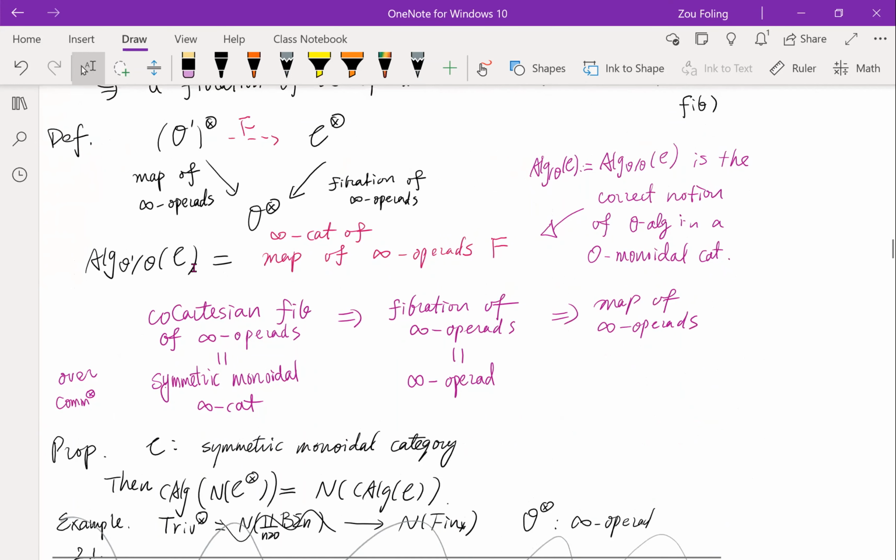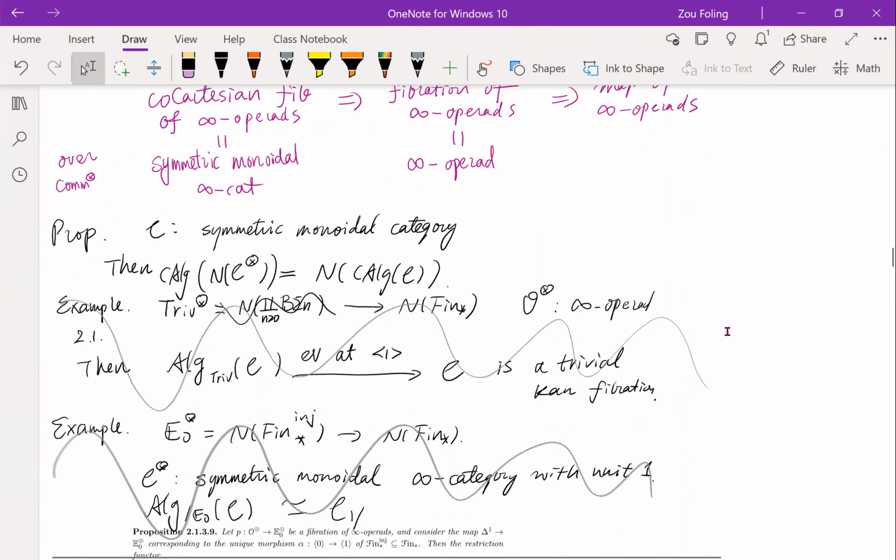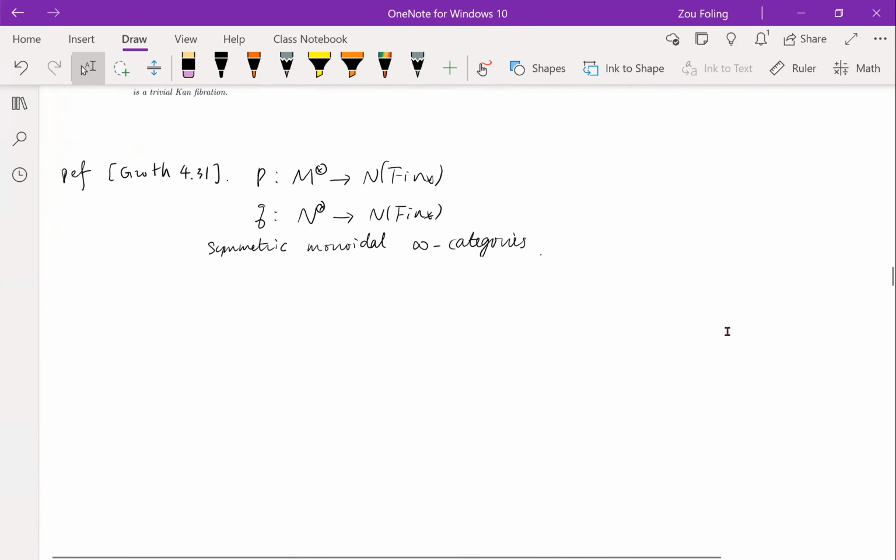But anyway, we have this implication, and it's more convincing if you think of this as C tensor over O tensor and you fix O tensor to be Com tensor. Then co-Cartesian fibrations over Com tensor, or N of thin star, are exactly symmetric monoidal infinity categories, and fibrations of infinity operads over Com tensor are exactly infinity operads. Okay, so this is how we think about these notions. And these are things I'm going to talk about.